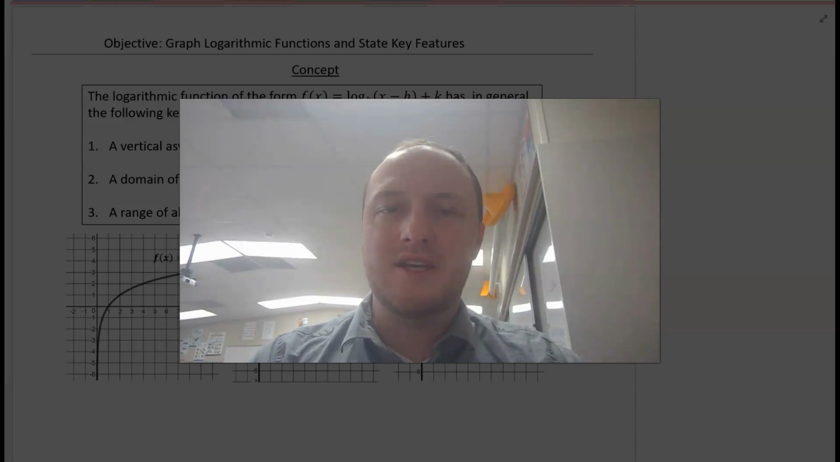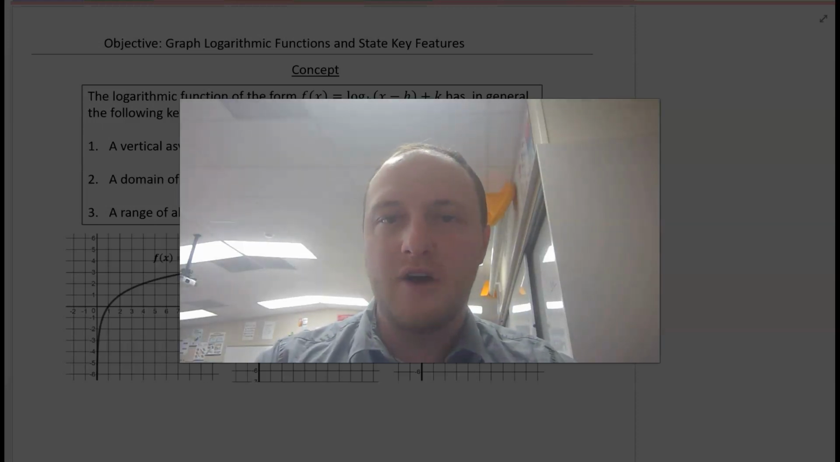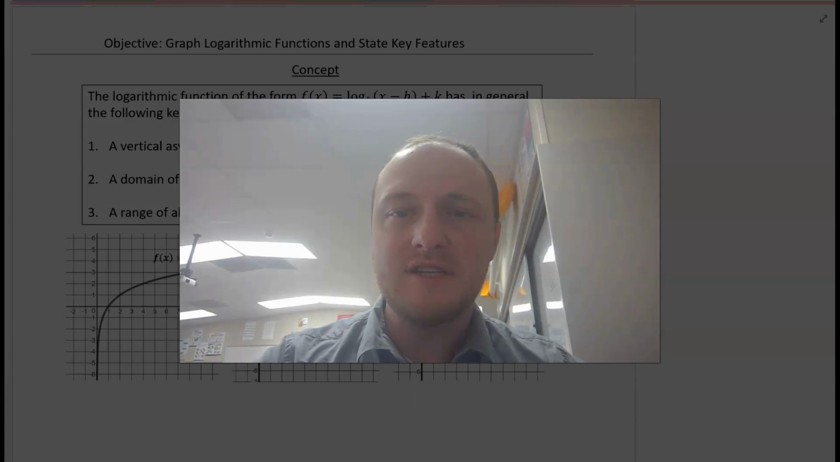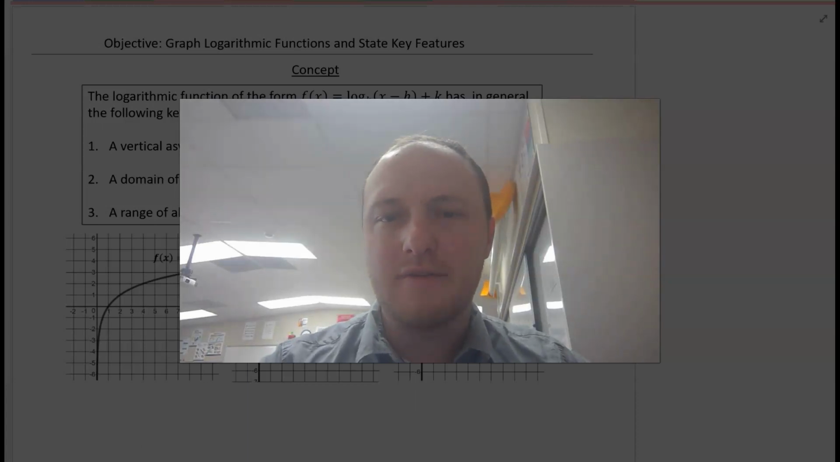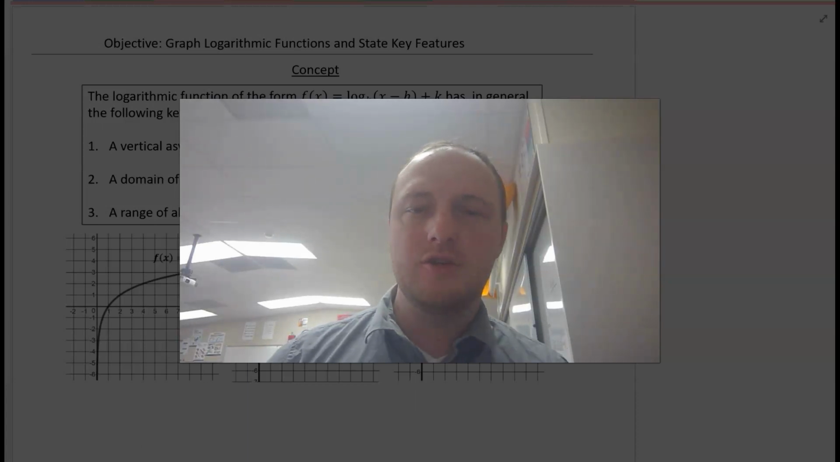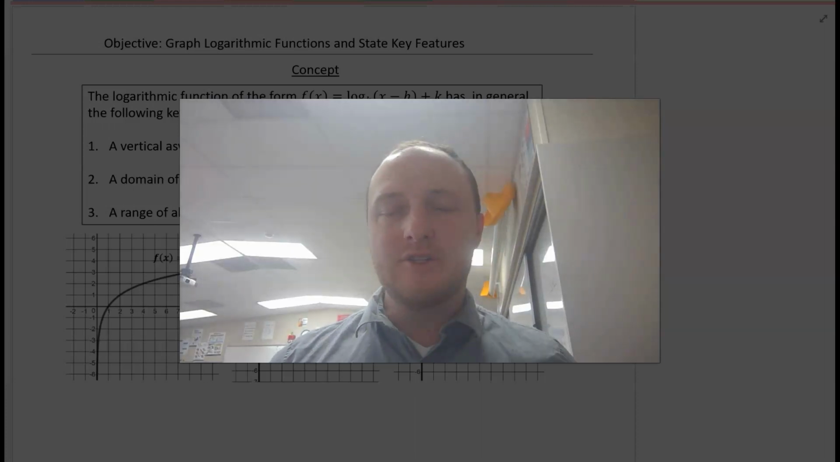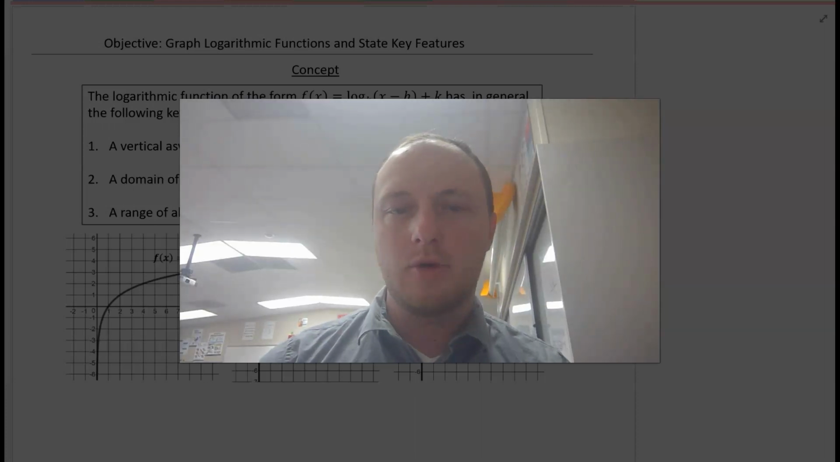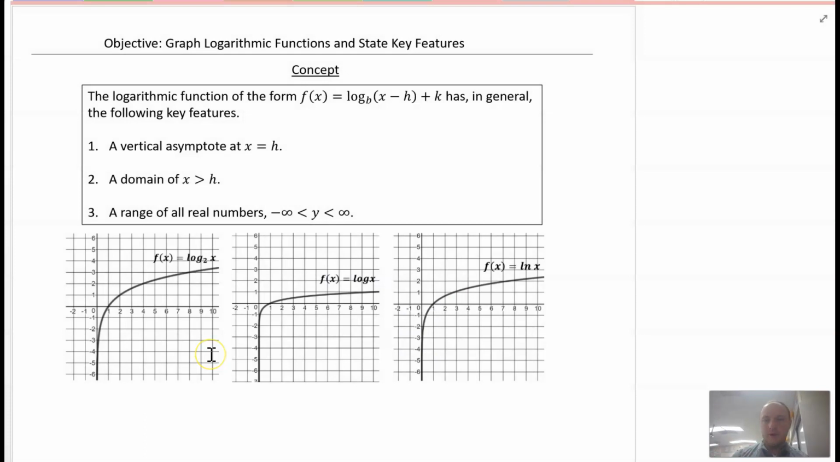Hello, welcome to 9-3. We are talking logarithmic functions, and we are going to graph today. Everyone's favorite thing, graphing. We'll also state the key features too after we have graphed. So let's go ahead and check out some logarithmic functions and look at some of the key features that logarithmic functions share.